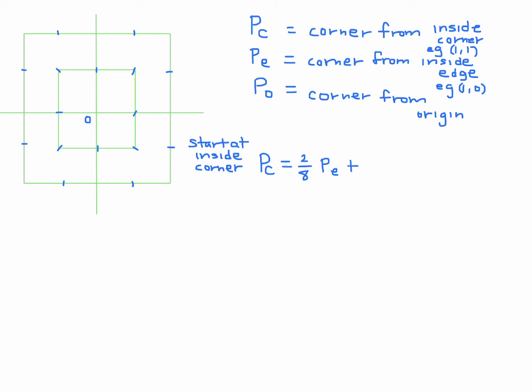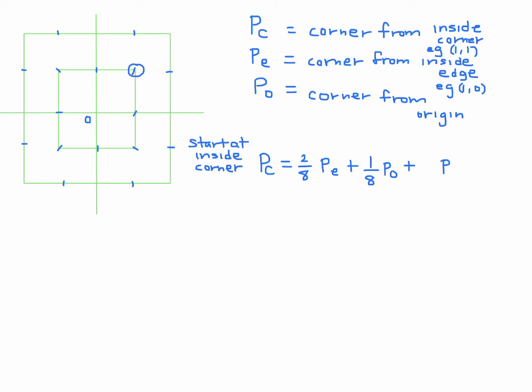Then, if we're starting at an inside corner, we also have to talk about the probability of getting to the origin. To go from here to here, there's only one route, and that route has a probability of 1/8. So that's pretty straightforward: 1 over 8, times P0. And then we have to talk about the probability of getting to the outside edge and stopping.